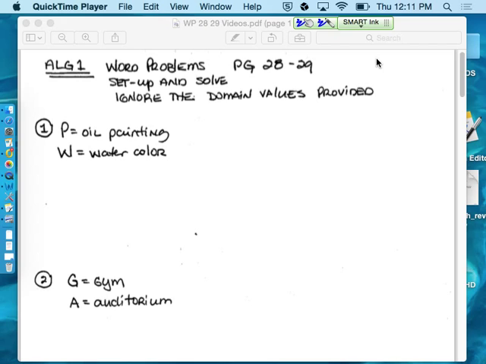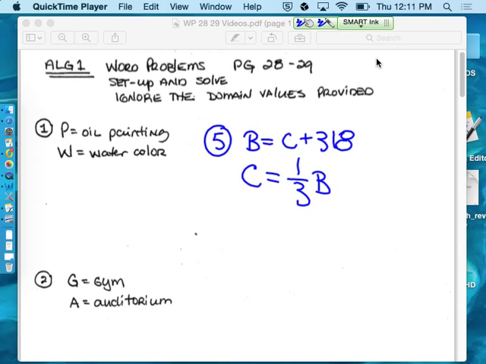Let's look at number 5 together. So number 5 is a bus and a car. So the bus traveled 318 kilometers further than the car. So reading the problem and just taking the words and doing a direct translation. And then they tell me that the car went 1/3 as far as the bus. So this is reading the problem and just translating exactly what they've said.